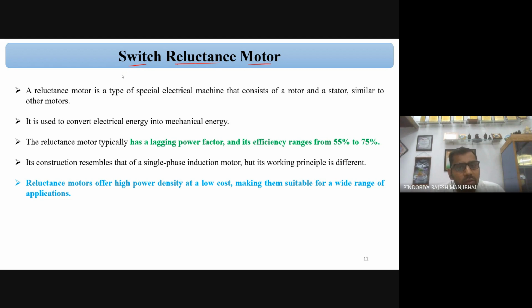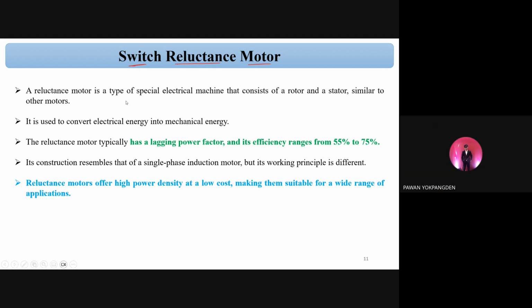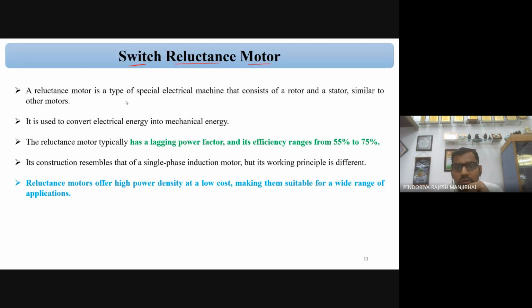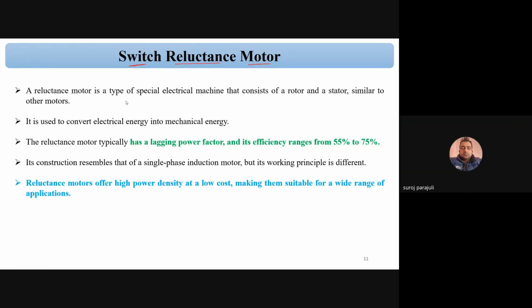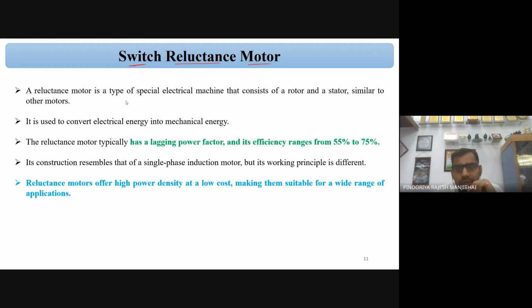Then we move ahead with the detailed analysis. What is the meaning of reluctance as per your knowledge? Any idea? To oppose magnetic flux, sir. Simply magnetic resistance, sir. Yeah, it opposes the magnetic flux. Both are good, both are correct.